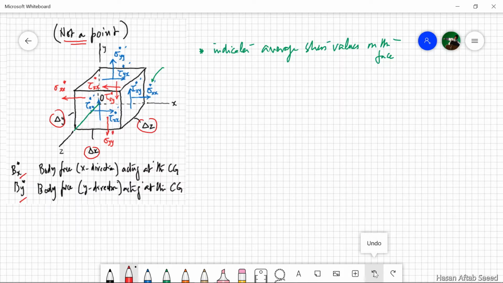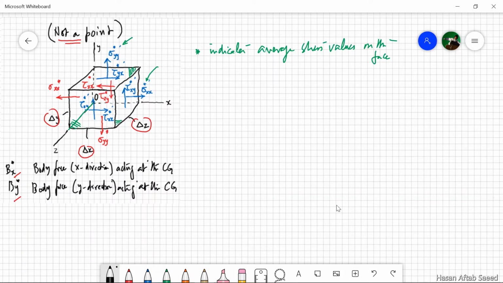Also note that since it is not a point yet, we use primes to differentiate between stress components on the planes passing through the origin and their counterparts, distance delta x, delta y, and delta z apart. Note that stress components on this face and this face have primes on them because they are different from the corresponding components on the planes that pass through the origin.